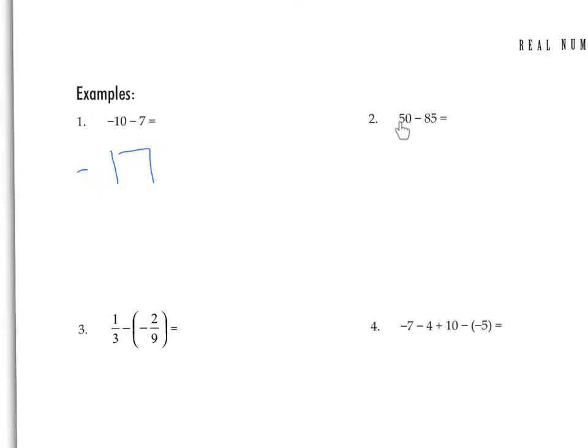This is +50 plus -85. Well, these are opposite signs. So these +50 are going to cancel off 50 of these 85, which is going to leave us with -35 because we subtracted those 50 that got canceled off. And then we took the sign of the larger one because there were more negative guys to start with.